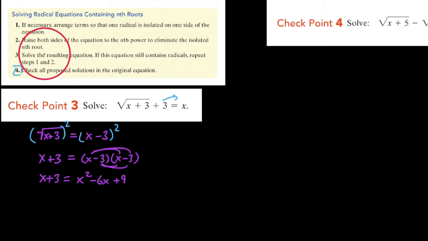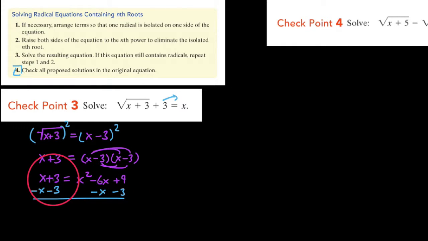So step 3 just says this: solve the resulting equation, which we're going to do here. If this equation still contains radicals, we repeat steps 1 and 2. In the next example, you'll see an instance where we have to do steps 1 and 2 twice. But right now, since we have this polynomial equation, let's set it equal to 0 and solve it, and then go back and check to see if all of our answers work. If I subtract x and subtract 3 from both sides, it's minus x minus 3, and we set this equal to 0 so that we have it in general form. So I have x squared minus 7x plus 6.